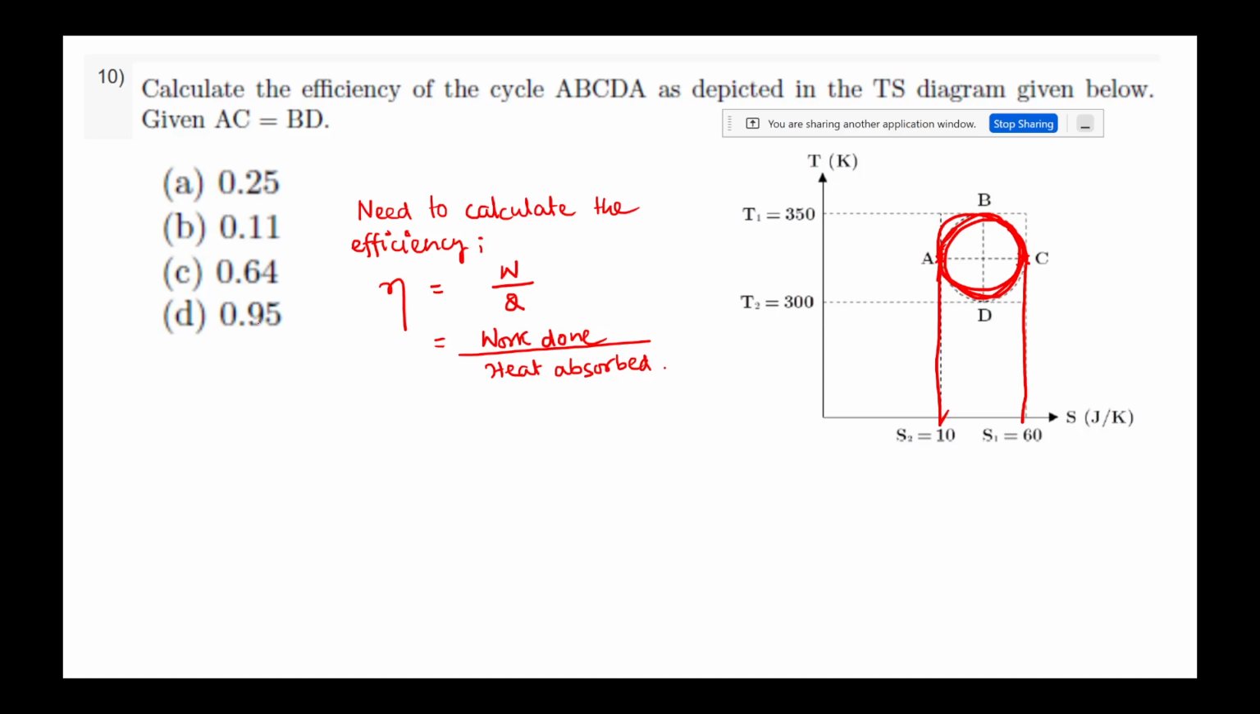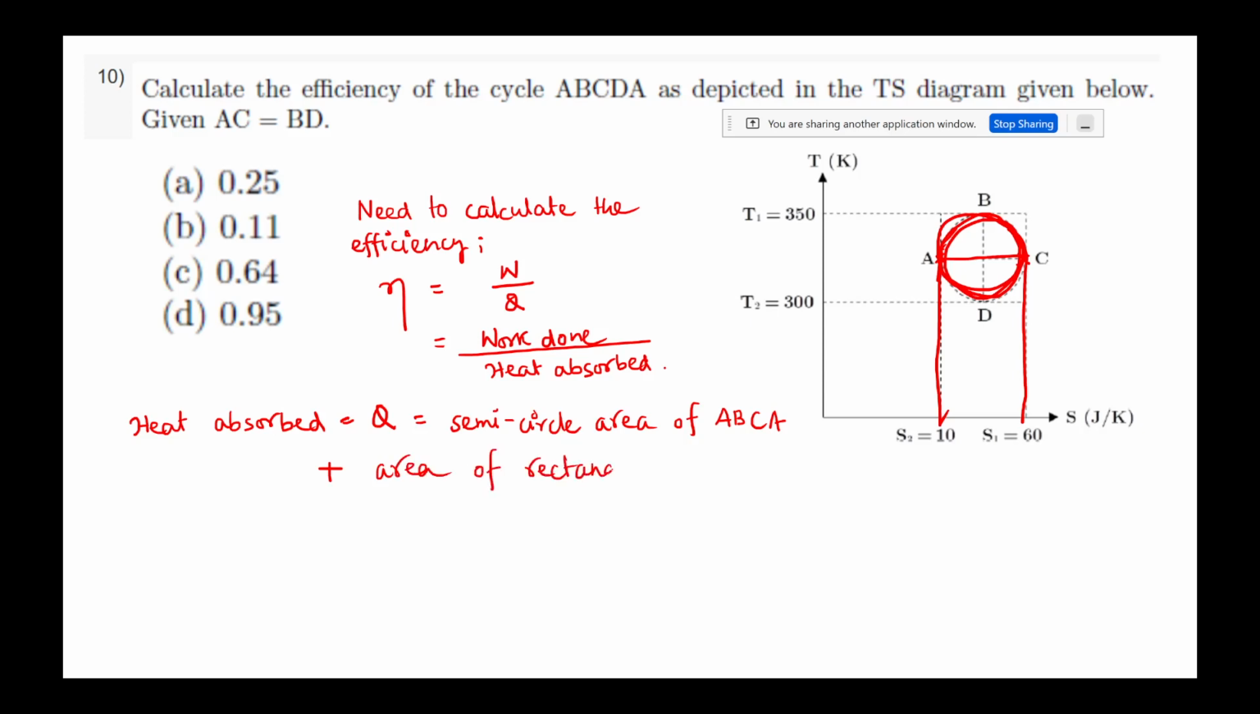So heat absorbed, which is Q, that will be first the area of this AC, and the circular region, so semicircle area of ABCA plus area of rectangle, which is AC S1 S2A.